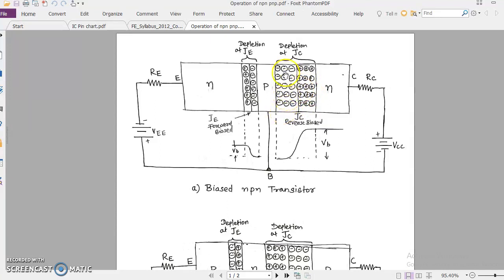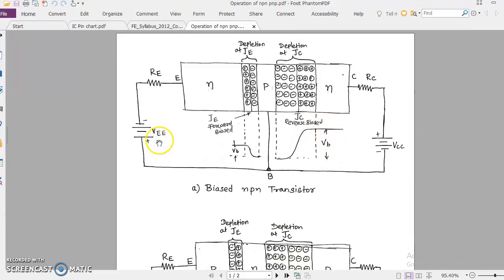So here you can see that on the left hand side I have shown electrons and holes on the right hand side. Why? Because this is a reverse bias junction. The potential across this region, called the depletion region, is called the barrier voltage. So the barrier voltage can be observed at JE and JC. JE has very little barrier voltage and JC has a very large barrier voltage.